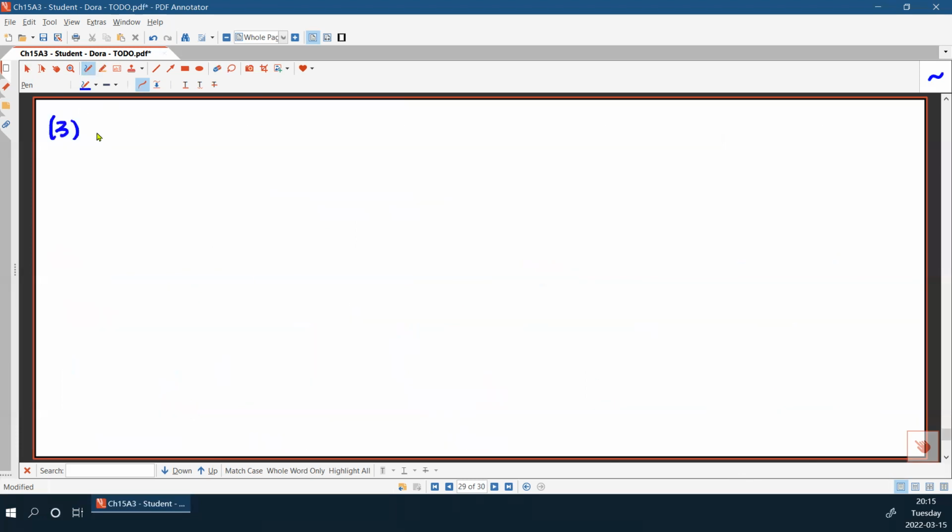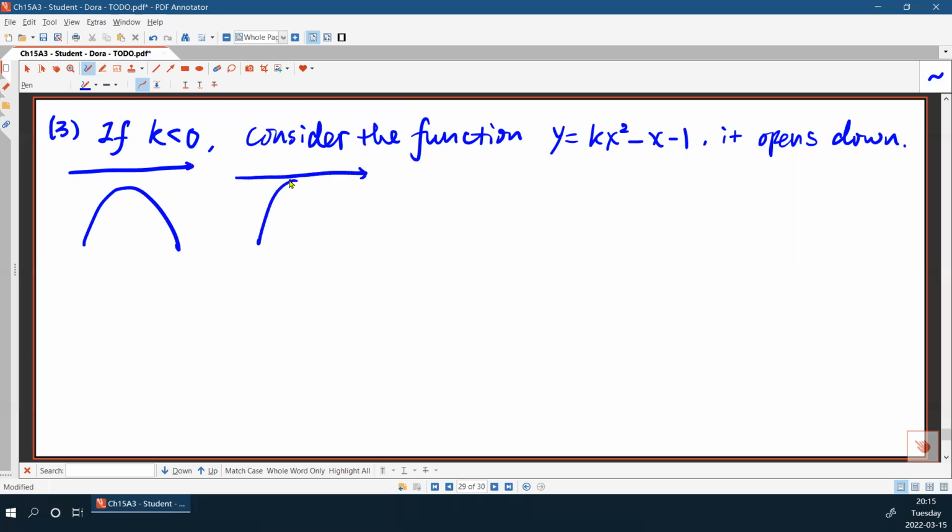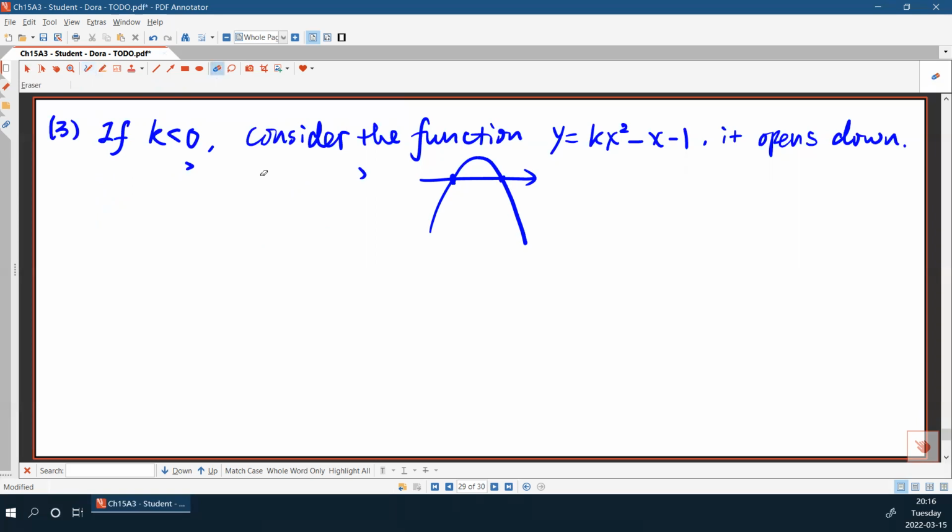So the third case is, how about if k is less than 0? Let's discuss what will happen. If k is less than 0, also consider the function y equals kx squared minus x minus 1. And we know k is less than 0, so it opens down, right? Because it opens down, we'll have a shape like this, and probably there is no x-intercept, or only one x-intercept, or it can also have two x-intercepts. So let's see what will happen in different cases.